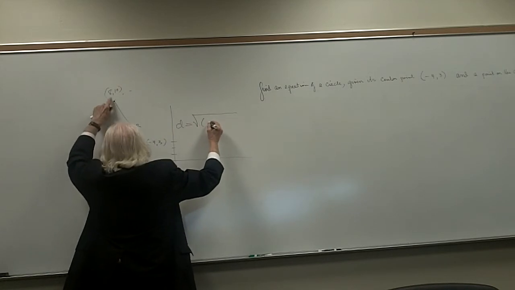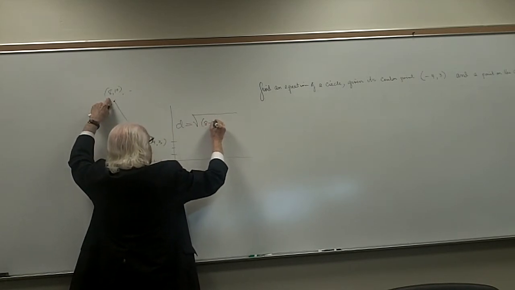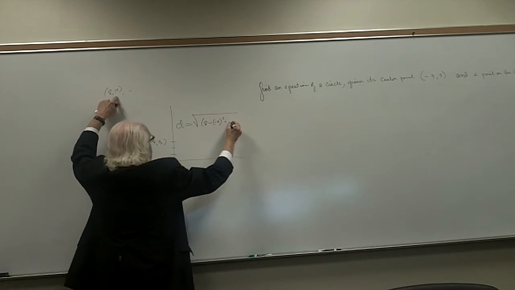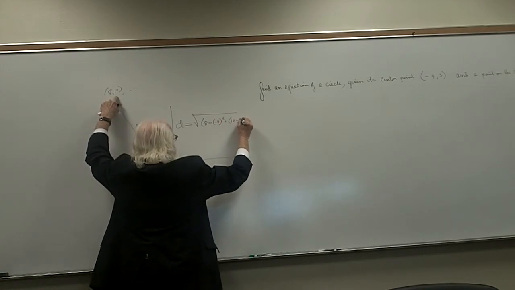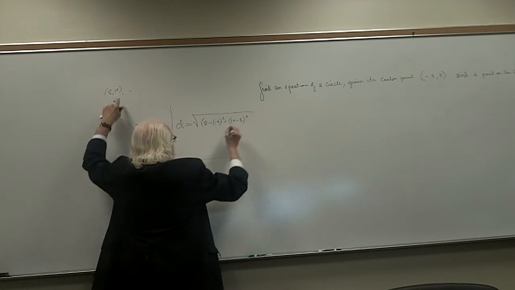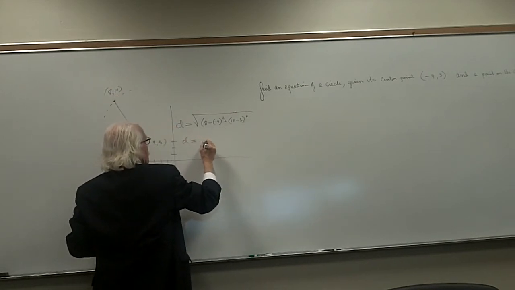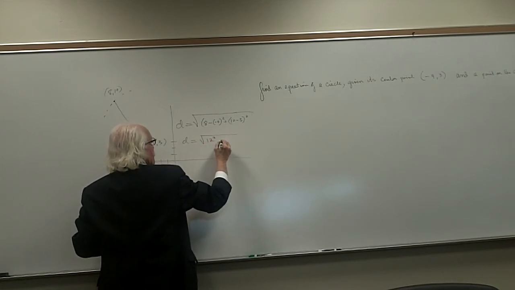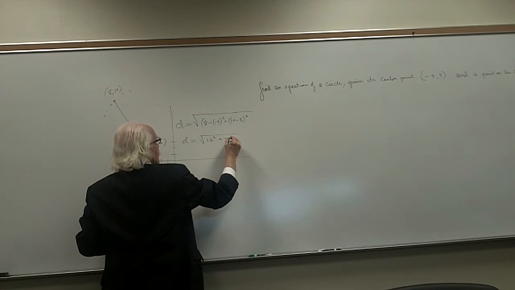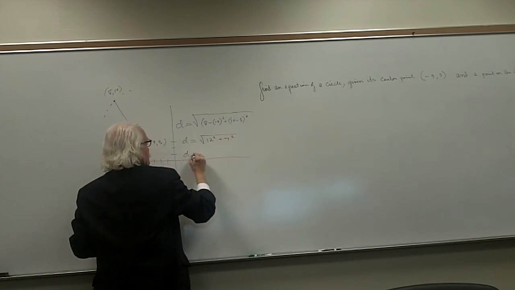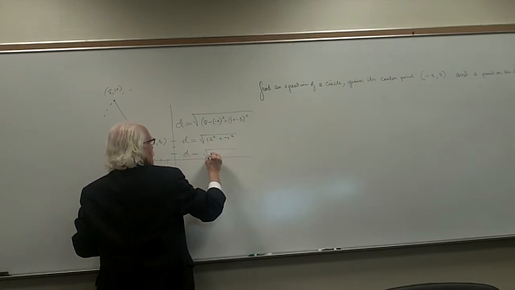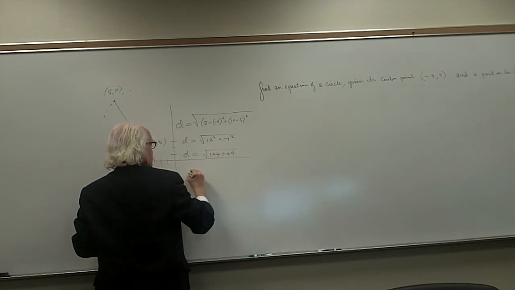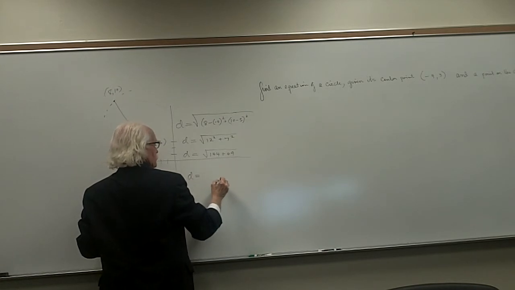So it is 8 minus a minus 4 squared plus 10 minus 3 squared. So the distance is going to be equal to the square root of 12 squared plus 7 squared. Distance is going to be equal to the square root of 144 plus 49.